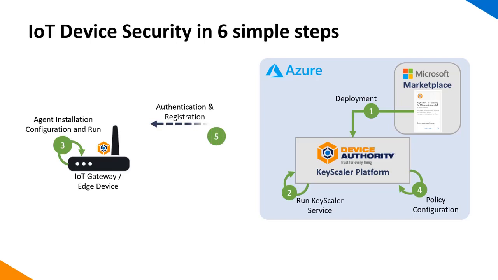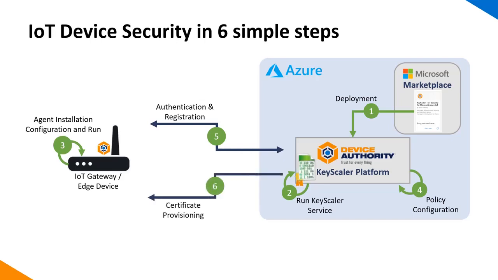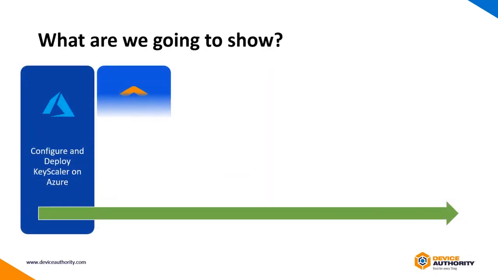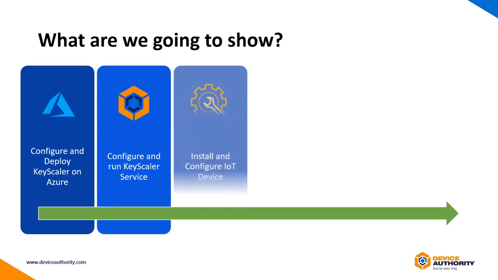When the device is launched, it will automatically connect to Keyscaler. It will authenticate itself and register itself. Once registered, a certificate will be automatically provisioned to it from Keyscaler as defined by the policy settings. This completes the IoT device security in 6 simple steps. Here's a summary of those 6 simple steps we're going to show in the live video.